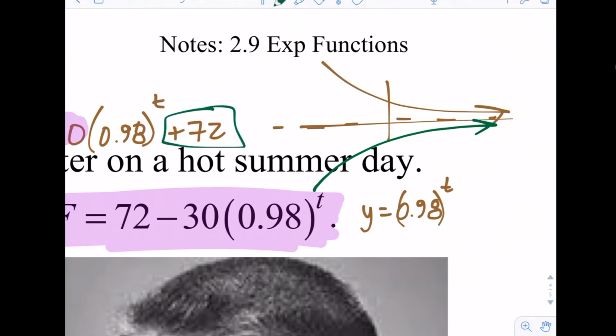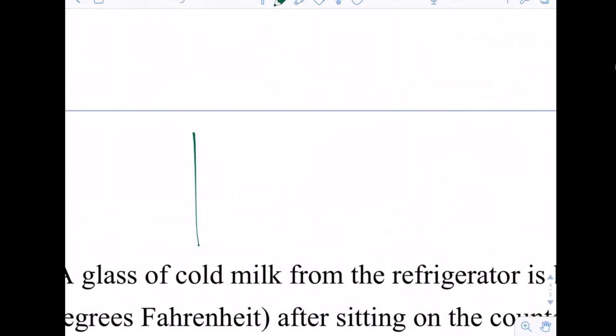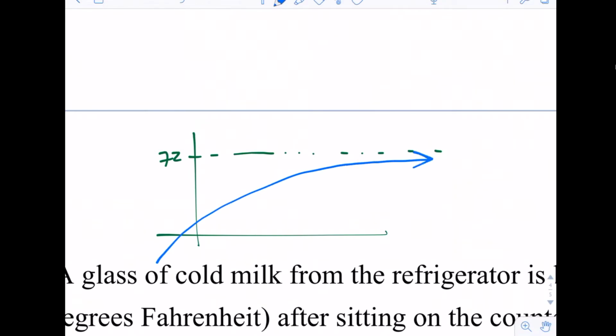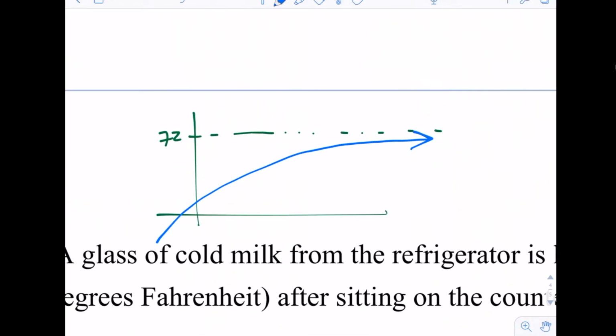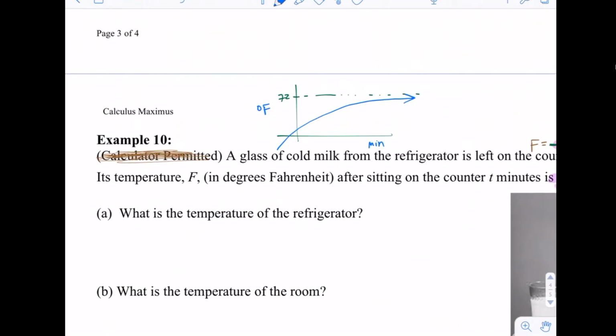And then what does the plus 72 do to it? Shifts it up. So let's go ahead and quickly sketch what it would look like. The horizontal asymptote would now be up here at 72, and the graph would look something like this. Okay, so that would be degrees Fahrenheit graphed against minutes. All right, sweet. Let's answer the questions.